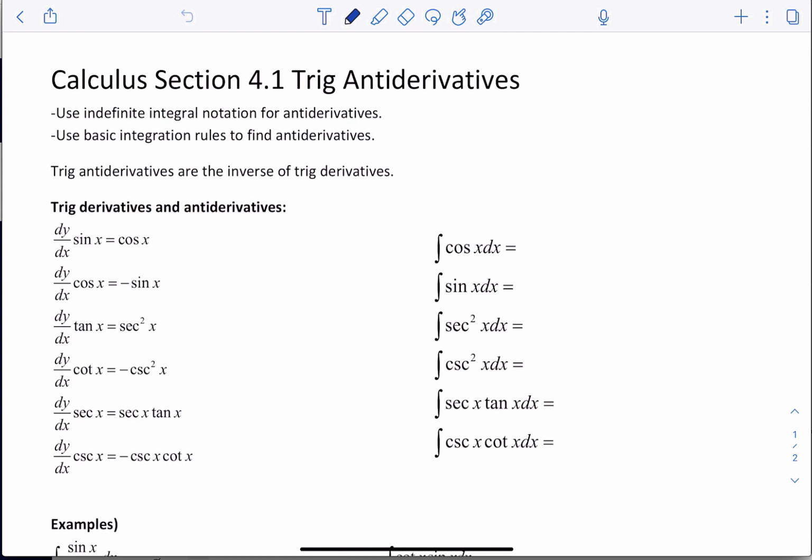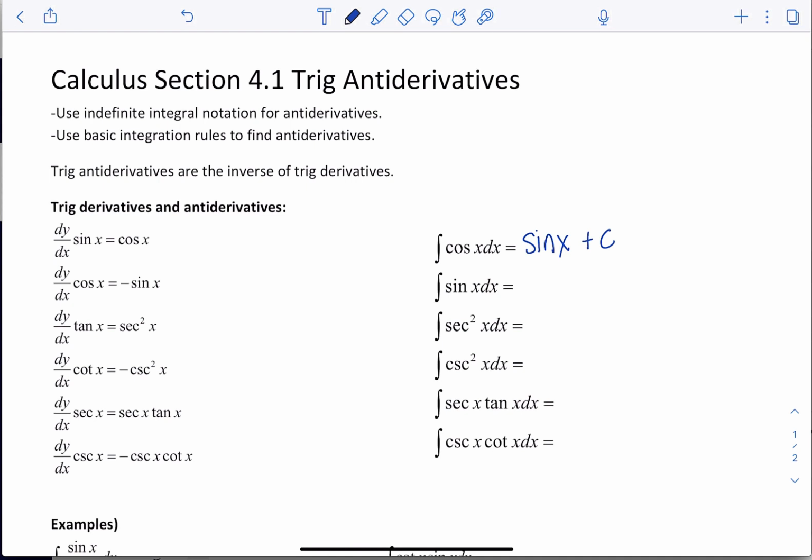Now we're going to look at our trig antiderivatives. These are the 6 basic ones that correspond to the derivatives that we learned earlier. Just to refresh our memory, the derivative of sine x is cosine x. So the antiderivative, which means if the derivative was cosine, then the original function must have been sine. Then of course we have the plus c because there could have been a constant.